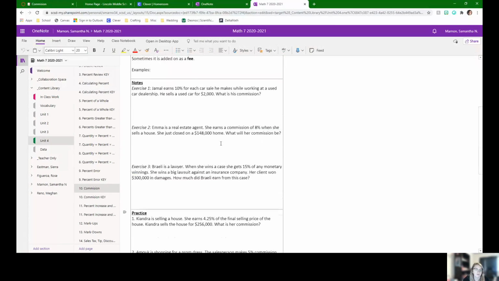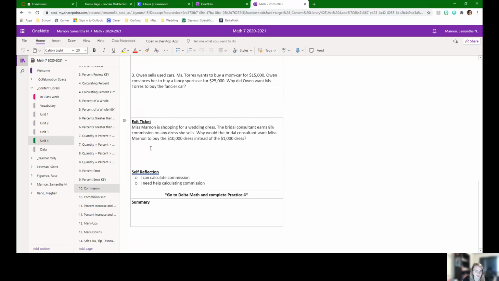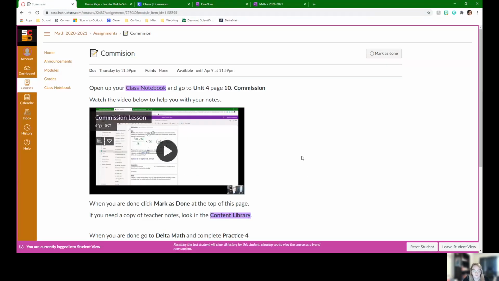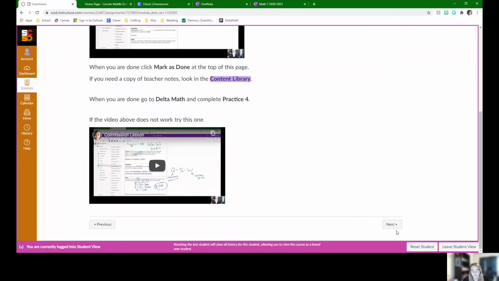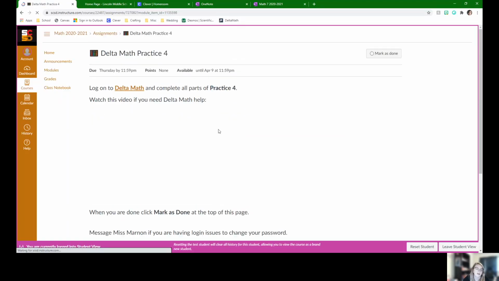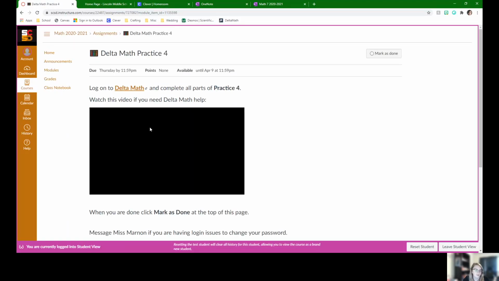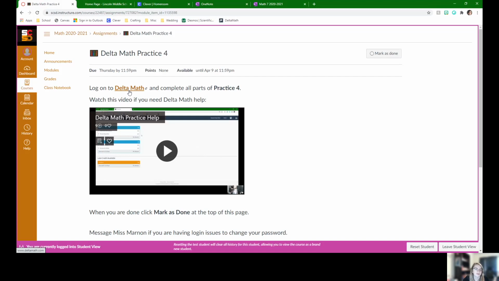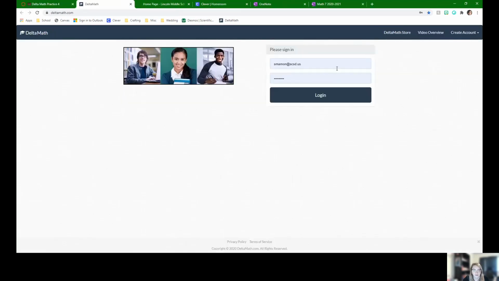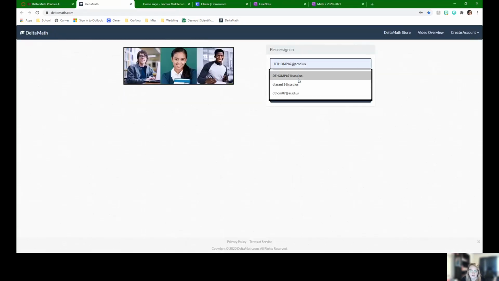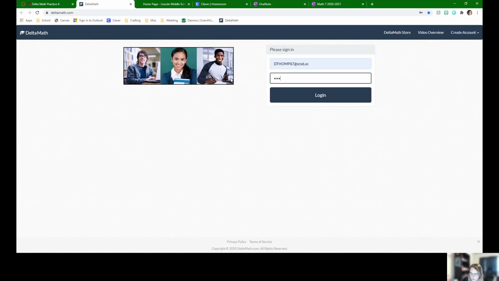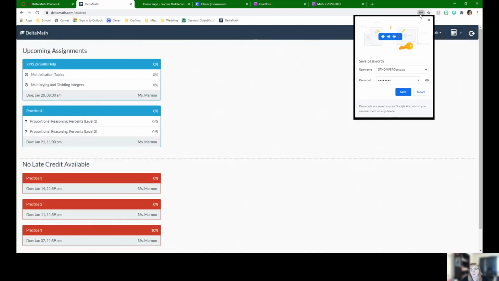When students are done with the entire lesson, practice, and exit ticket, they're going to go into Delta Math and complete practice number 4. From Canvas, if you click next, there are the instructions for Delta Math. Right here is the link that takes them right to the website, and then students can log in. I'll log in really quick so I can show you what it looks like. Students just need to do practice 4.